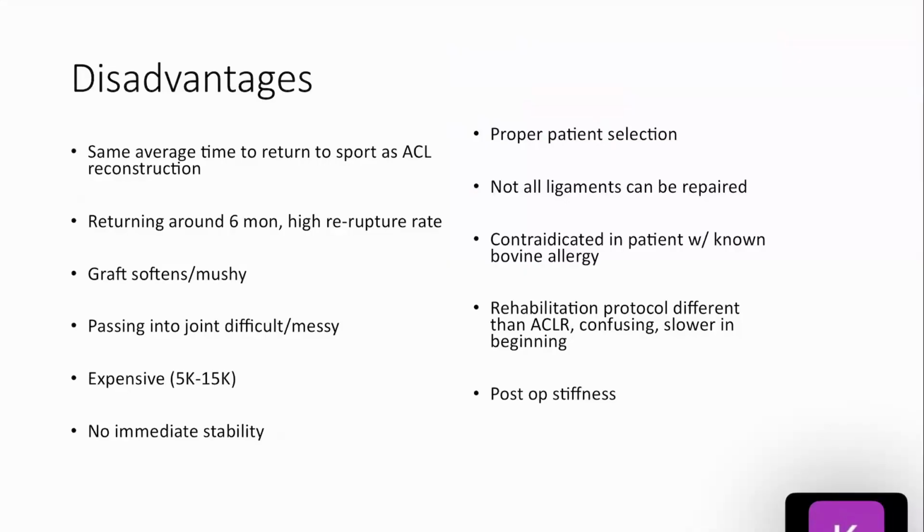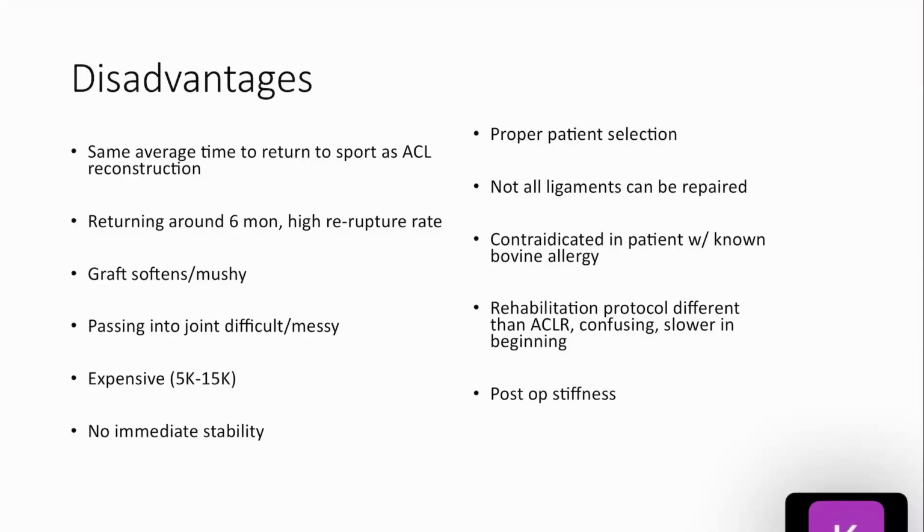When placing the blood on the implant, it really softens and becomes mushy, and it makes passing it in the joint difficult and really messy at times. And that's why it does require that arthrotomy to really open that space up to pass. The implant is expensive. For what I could find online, the price ranges anywhere from $5,000 to $15,000.